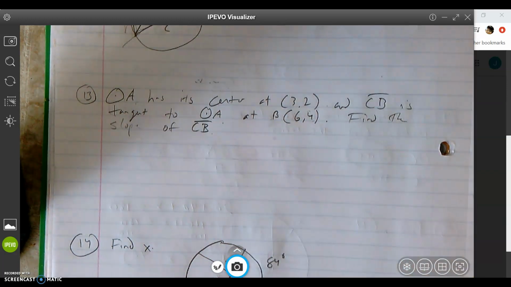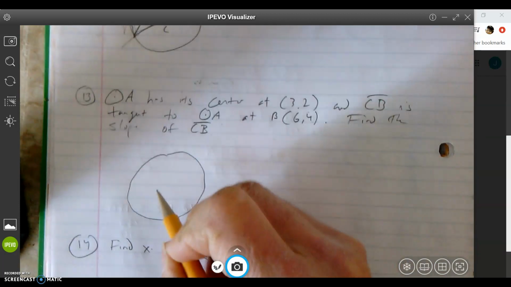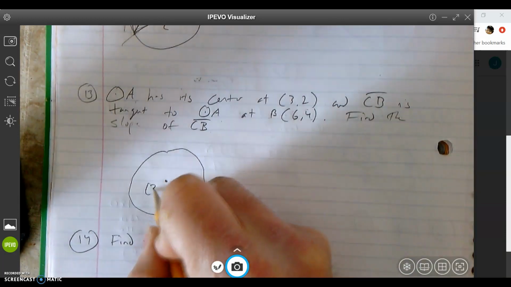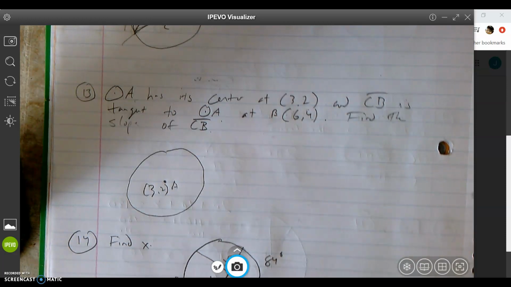Find the slope of CB. Okay, so this needs a picture, so we draw a picture. Circle A has a center at 3, 2, let's say. We don't have to draw on a quarter plane necessarily, because we just know what's going on. If you want to draw on a quarter plane, that's cool.